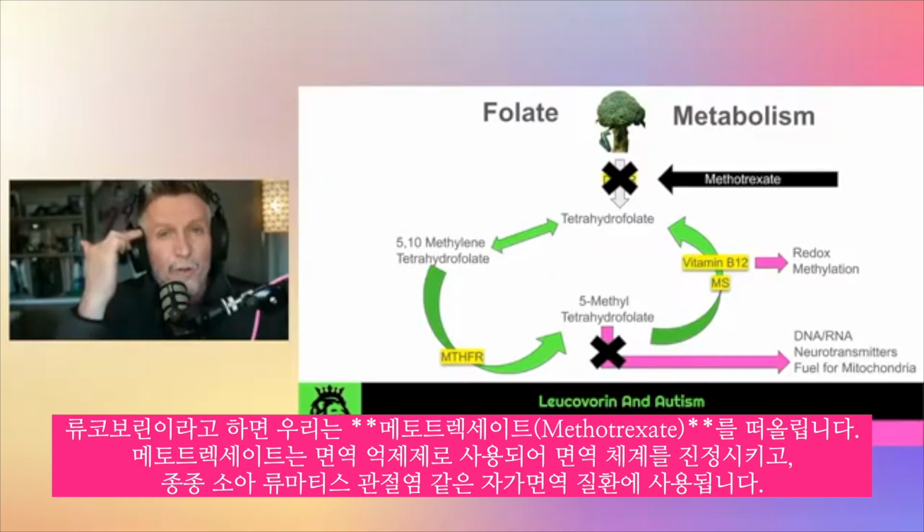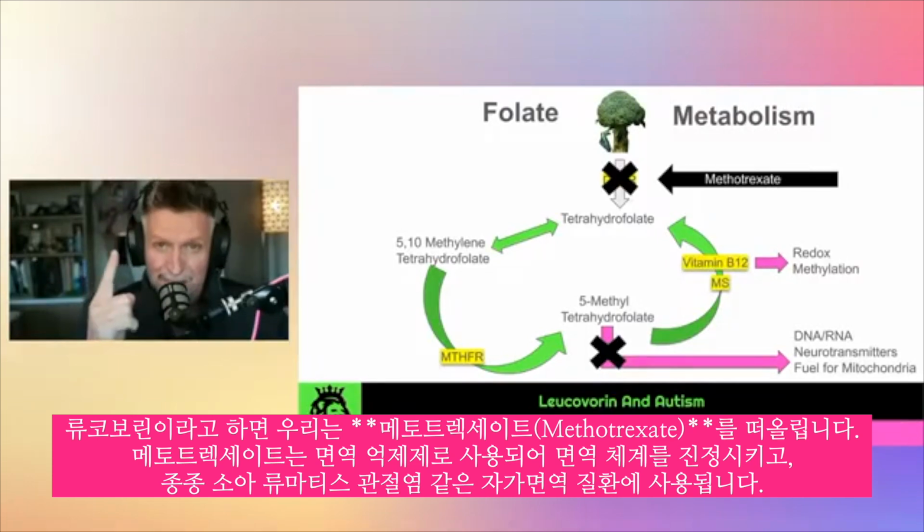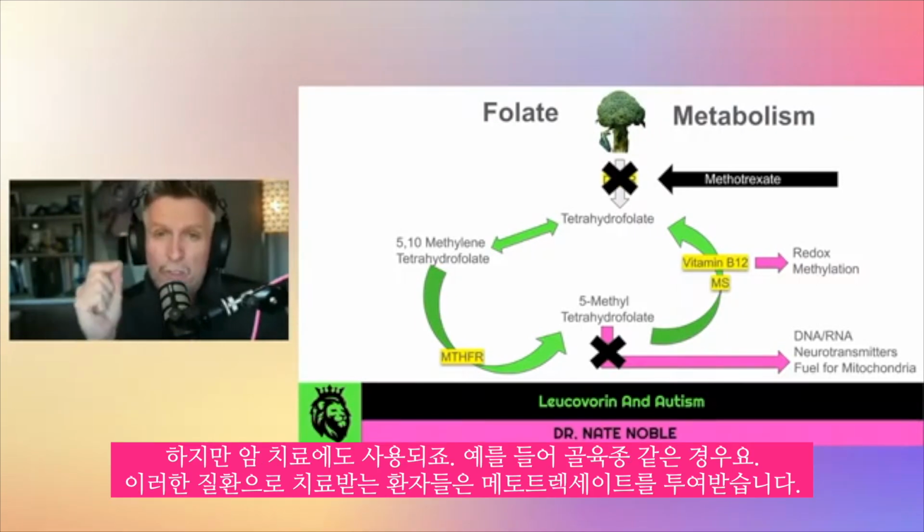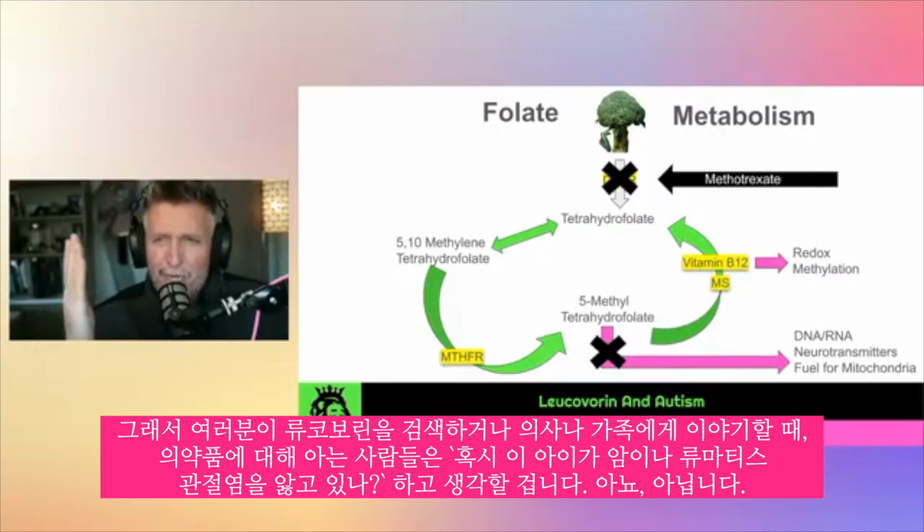When we hear leucovorin, we think methotrexate. Methotrexate is a medicine that is used as an immunosuppressant, okay, so it can calm down the immune system, often used in autoimmune conditions like juvenile rheumatoid arthritis, okay? But it's also used in cancer treatments. So osteosarcoma, as an example. Individuals being treated for these conditions would receive methotrexate. So when you Google leucovorin, when you talk to your provider, you talk to your family, if they know anything about medicine, they're thinking, well, does this kid have cancer or rheumatoid arthritis?